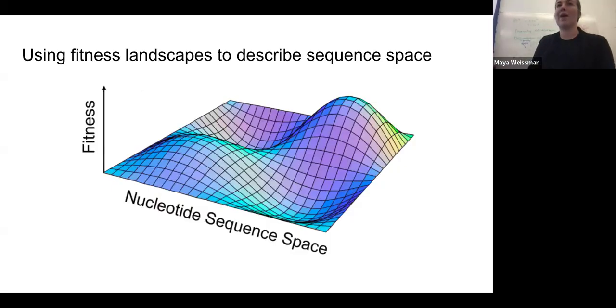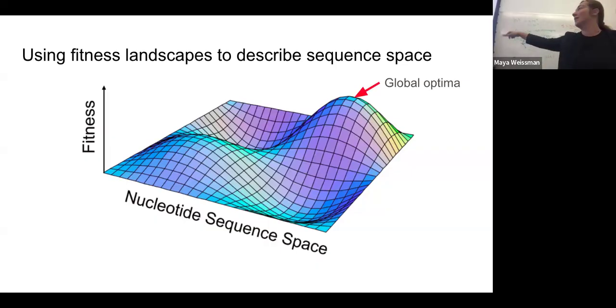Oftentimes in papers that are looking at more than 2 loci, you'll see crazy nucleotide sequence spaces that look like this. This is considered a rugged fitness landscape because it's very complicated. On this particular fitness landscape, there are different features that I'm going to highlight. First are global optima, which is the highest mountain in the entire place. This is a particular genotype that maximizes your fitness. There are also local optima.